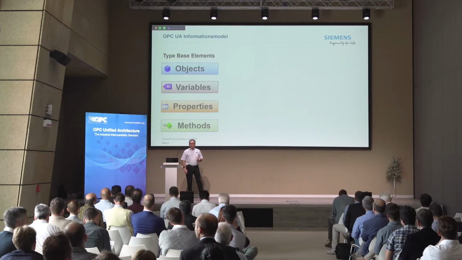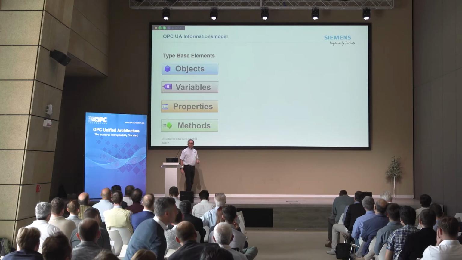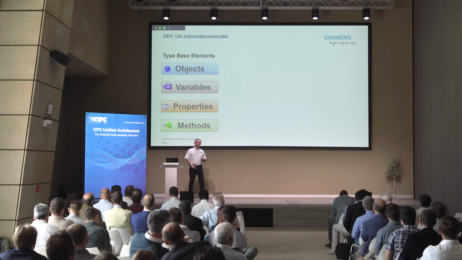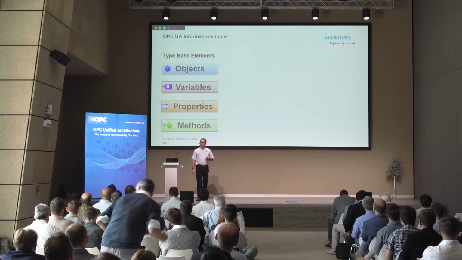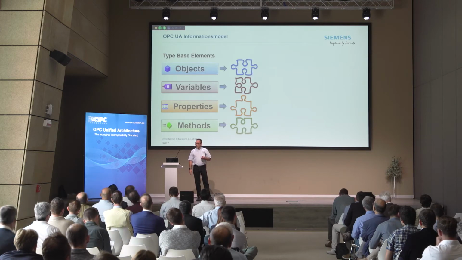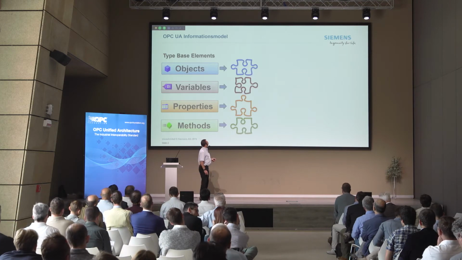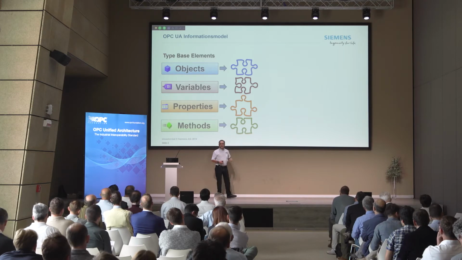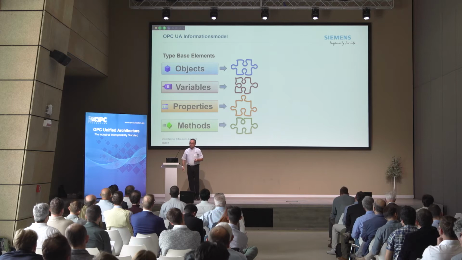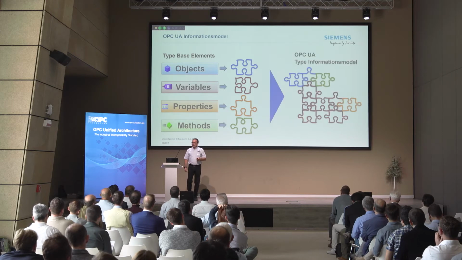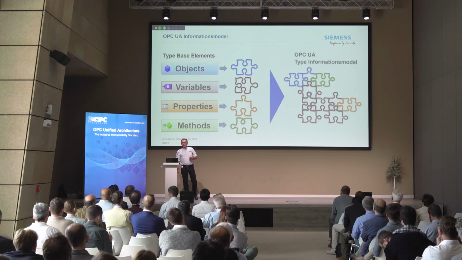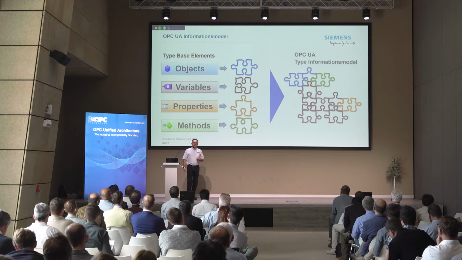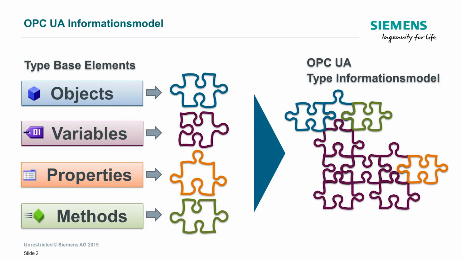So I start from the basics again. We have our objects, variables, properties, and methods. Always when you see this, it is a type system: it has no coloring inside, just colored lines outside. And you have a whole OPC type information model, as it's called. This is also always the basis for a companion specification. You just make your types.